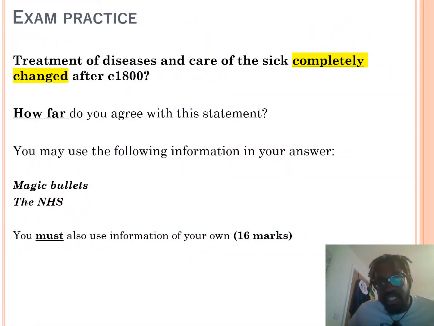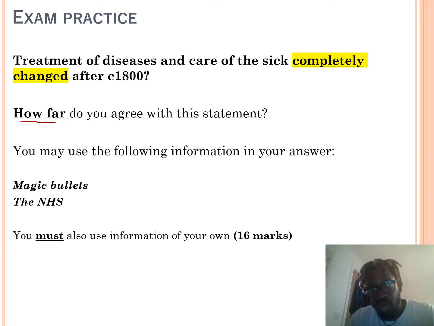Now, a bit of exam practice. You do not need to give me the entire essay. This one's slightly different because the question, remember, is a how far question. Remember with the how far do you agree questions, if we were doing the full essay, it would be at least one paragraph where you agree, at least one paragraph where you disagree, and then a third one where you choose to agree or disagree, then a final conclusion.